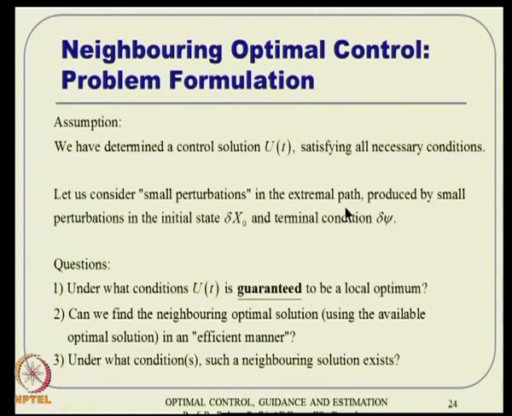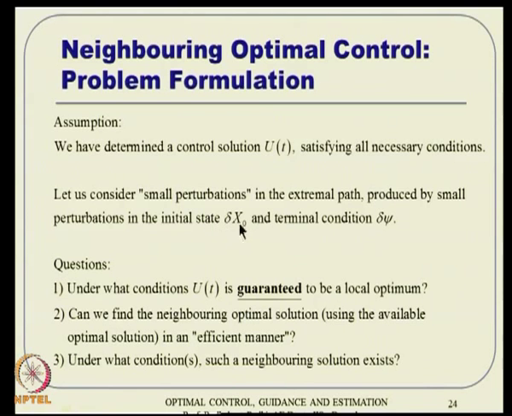Now, here is a problem definition like this. What are you interested in? First, you are assuming that we have determined a control solution u star satisfying all necessary conditions, and then we have this. Now, let us consider something like a small perturbation in the extremal path produced by a small perturbation in the initial state somehow, either because of a gust or something that we did not understand in the process. Somehow it resulted in some sort of a delta x naught, and from there onwards we want to find a different path actually, which is optimal.